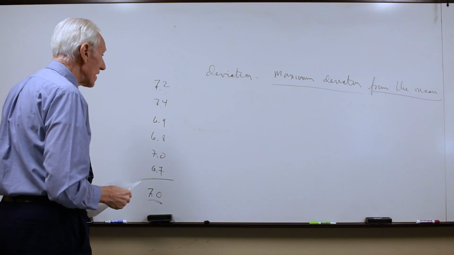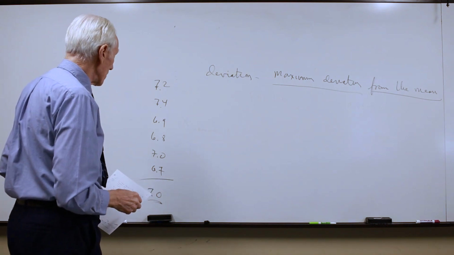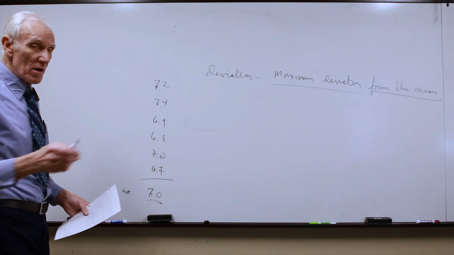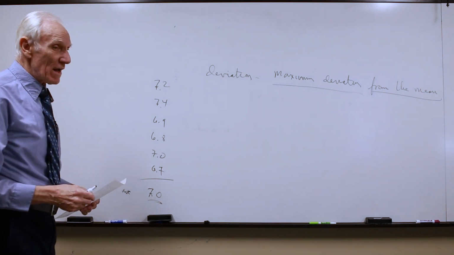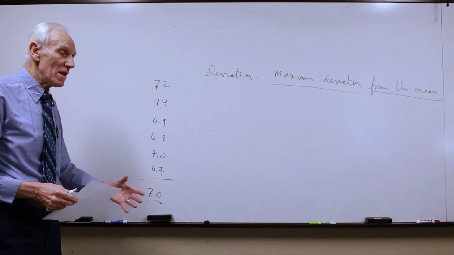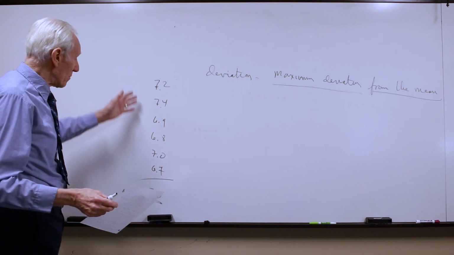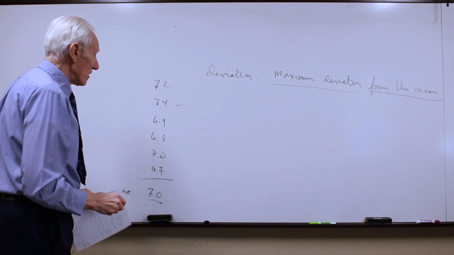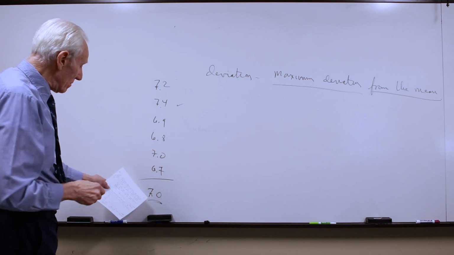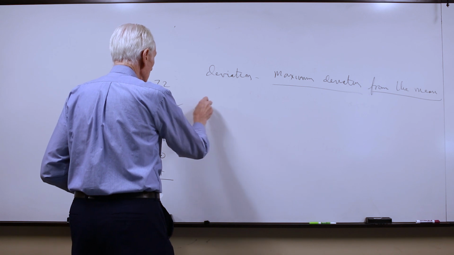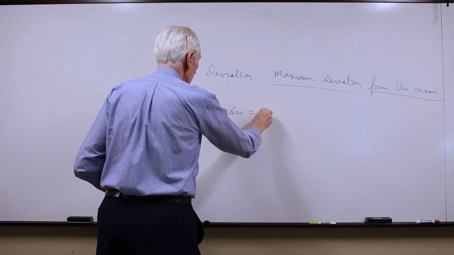Statisticians might disagree with that. But so the maximum deviation from the mean, if you look at these numbers, and you probably already have the answer. What is the maximum deviation from the mean? Which number is as far from the mean as any of the numbers in this list? And it's this number here, which is 0.4 above 7.0. So the maximum deviation is 0.4.